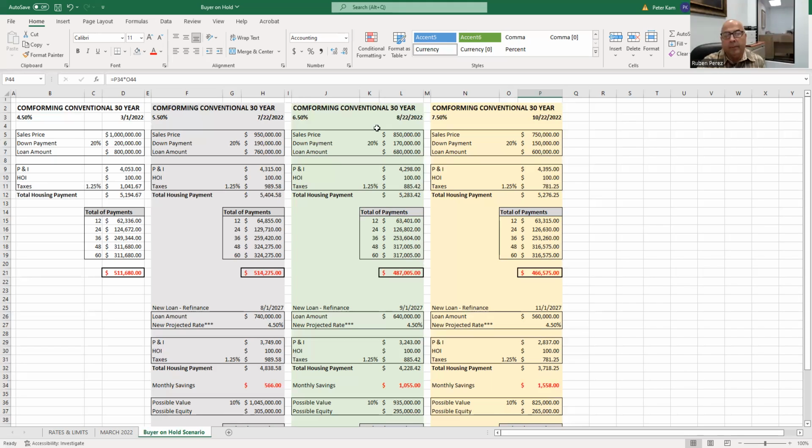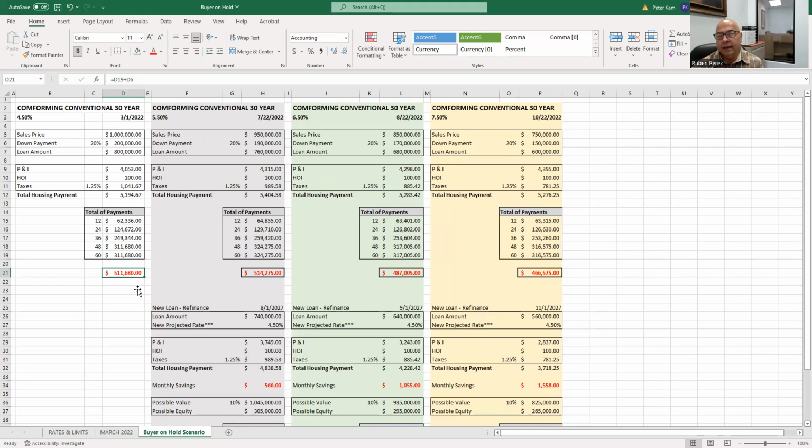But Peter, even in the case of going from a 4.5 to a 5.5 with a $50,000 reduction in price, which is not a whole lot, you're still looking at your total cash out of pocket. So there's two things to think about here. A lot of buyers are just rate conscious, and I understand that. That's the first thing they ask, what's the rate?